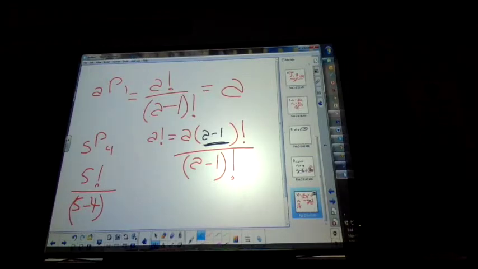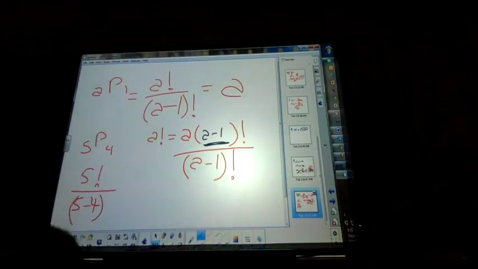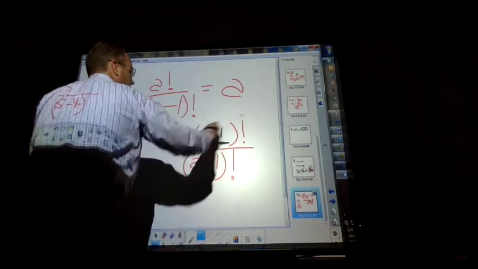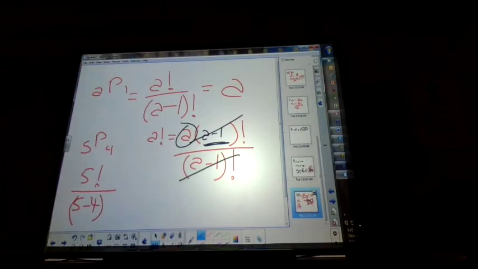What's the definition of factorial? There you go. You're multiplying down the road. So if you had 5 factorial, that's the same thing as 5 times 4 factorial. If you had 100 factorial, that's the same thing as 100 times 99 factorial. If you had 30 factorial, that's the same thing as 30 times 29 factorial. So that's why if I do this, this is going to cancel with that, leaving me just with an A for an answer. Okay?